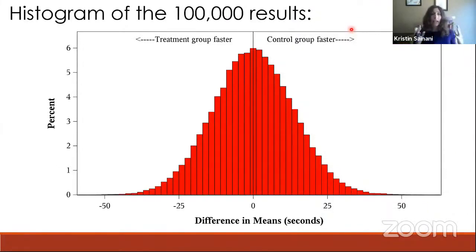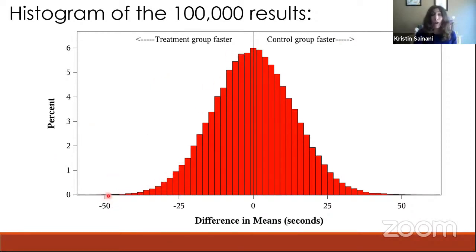So this is a histogram of my 100,000 differences in means that I got from my 100,000 virtual trials. And the x-axis here, again, is the difference in means. Negative numbers means the treatment group ran faster. Positive means that the control group ran faster. And what a histogram shows you is the frequency with which different differences in mean values occurred in all of my trials.